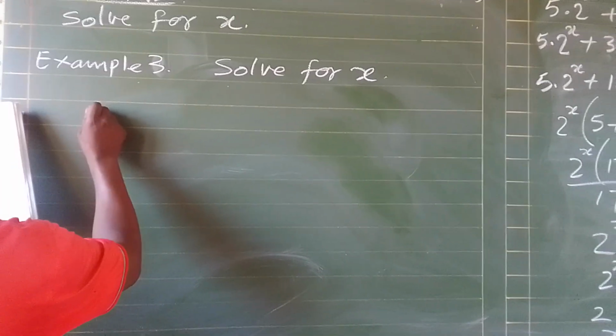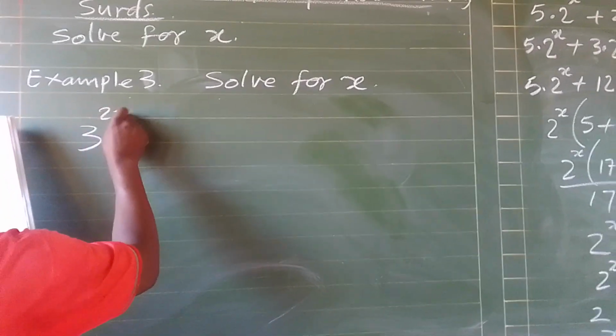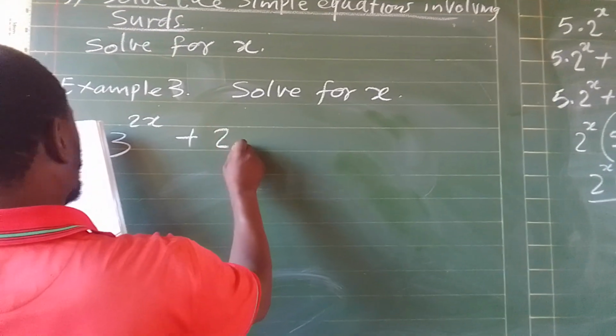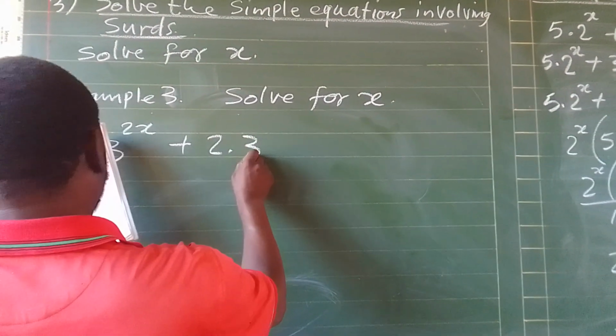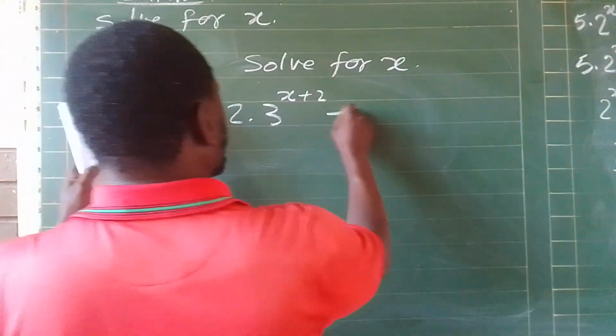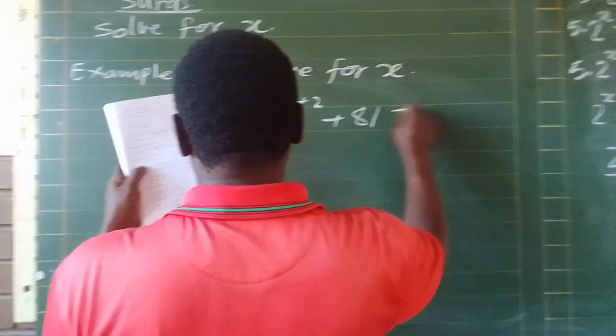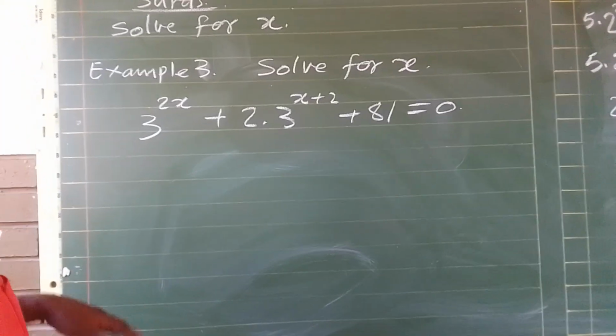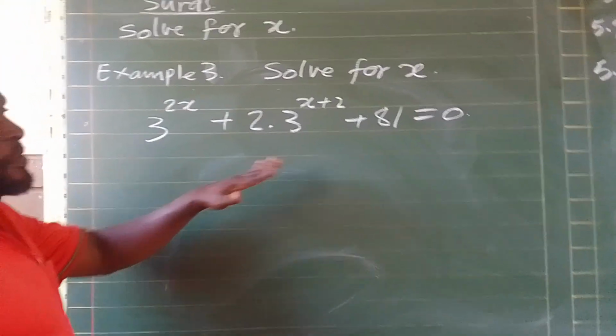It goes like so: 3 to the power 2x plus 2 times 3 to the power x plus 2 plus 81 is equal to 0. Right, this is where I say this needs special attention.